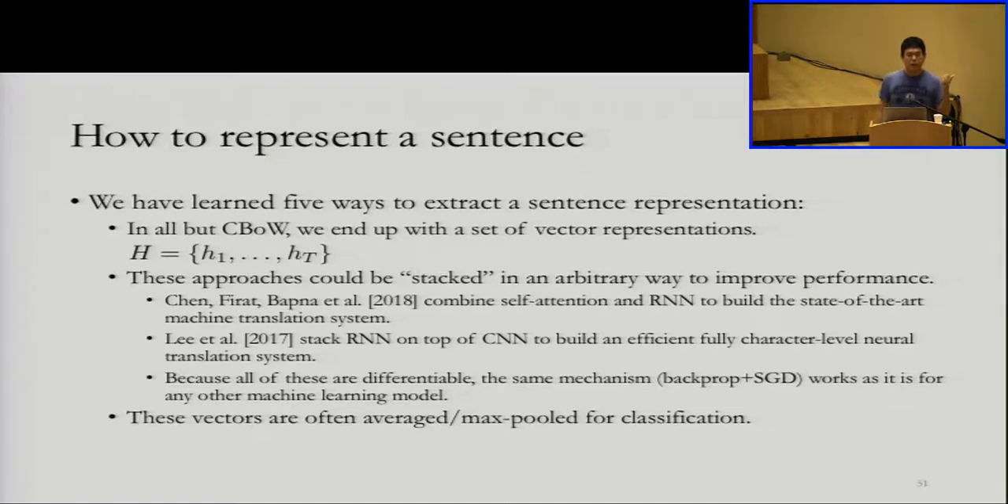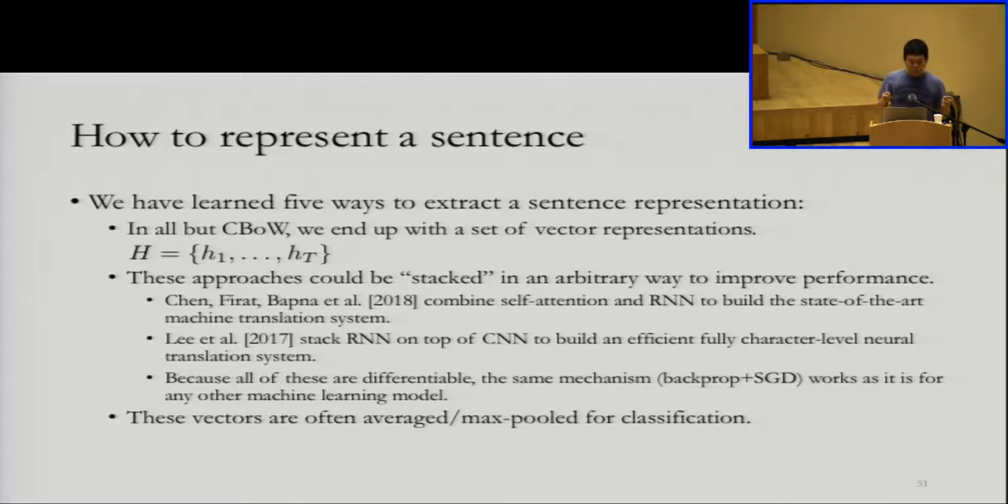So we looked at the continuous bag of words, and then we looked at 4 other ones that are going to take into account the actual order of the tokens. And then one thing you need to keep in your mind is that all these 5 things are not mutually exclusive of each other. You can always stack them or combine them together.